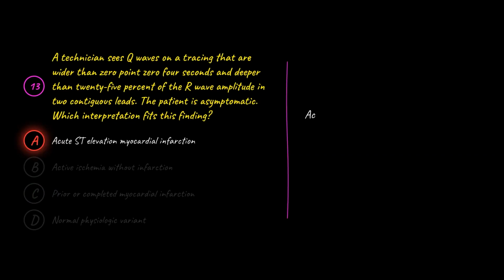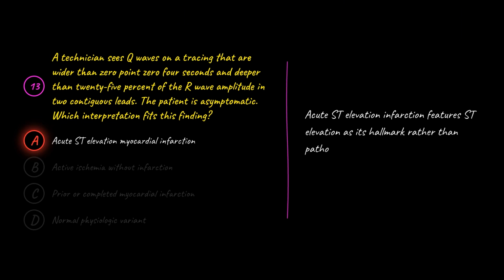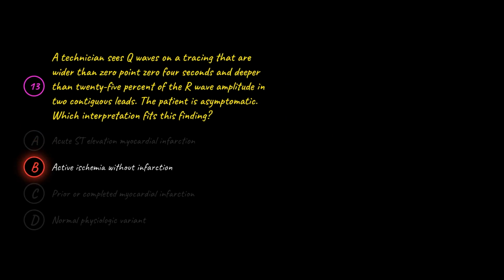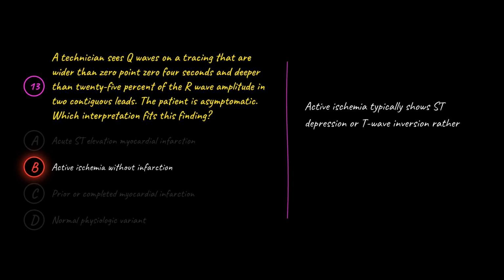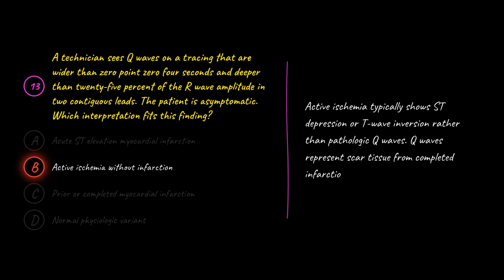A is wrong because acute ST elevation infarction features ST elevation as its hallmark rather than pathologic Q waves alone. Q waves appear later after the acute phase has resolved. B is wrong because active ischemia typically shows ST depression or T wave inversion rather than pathologic Q waves. Q waves represent scar tissue from completed infarction, not active reversible ischemia.